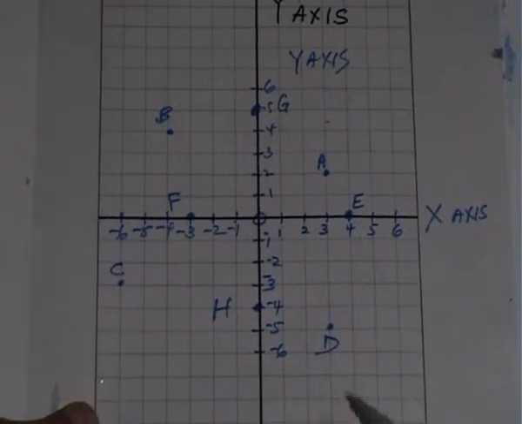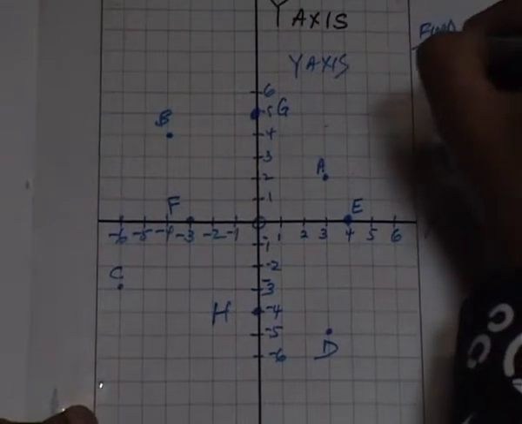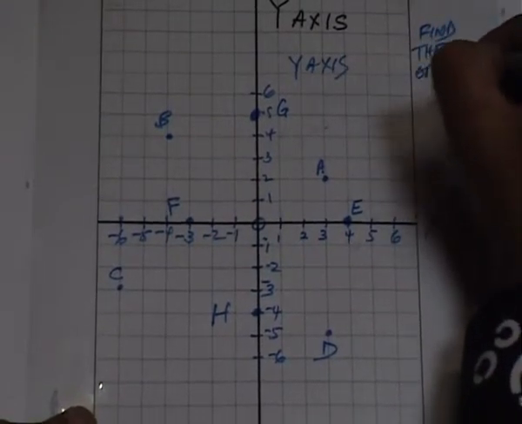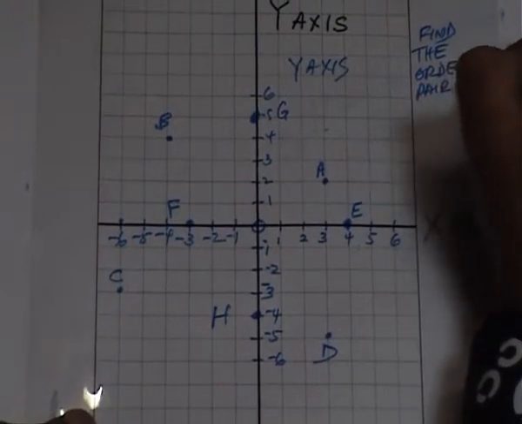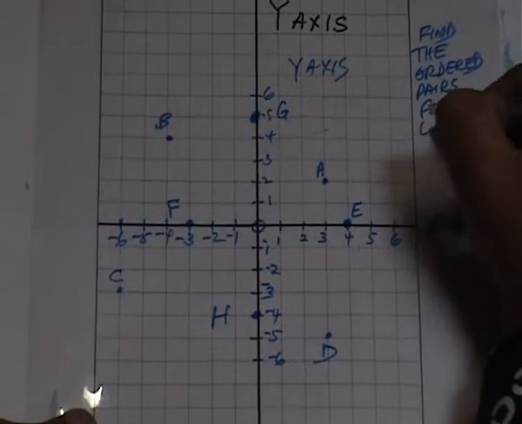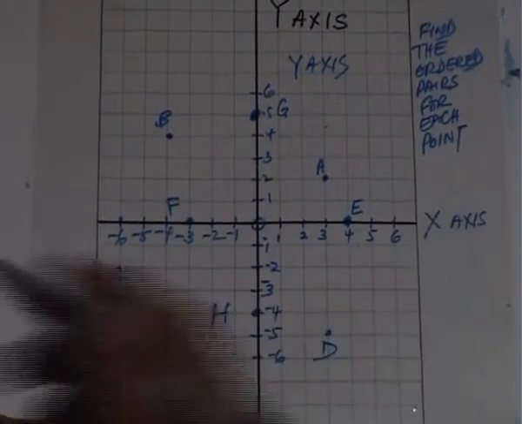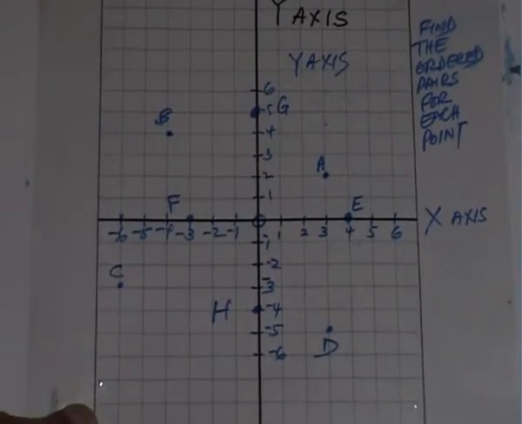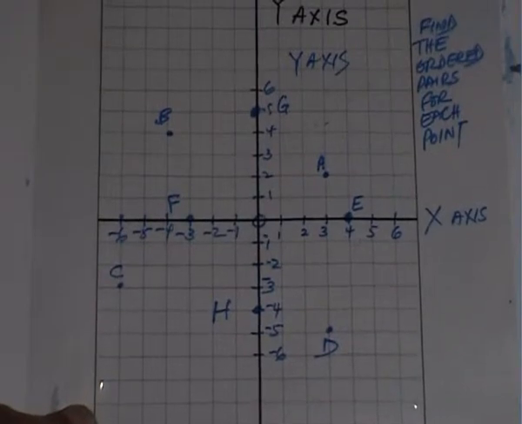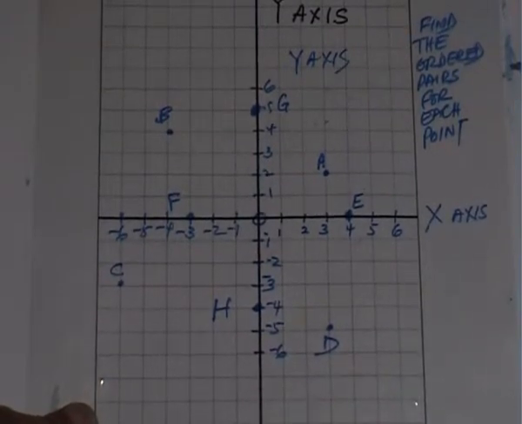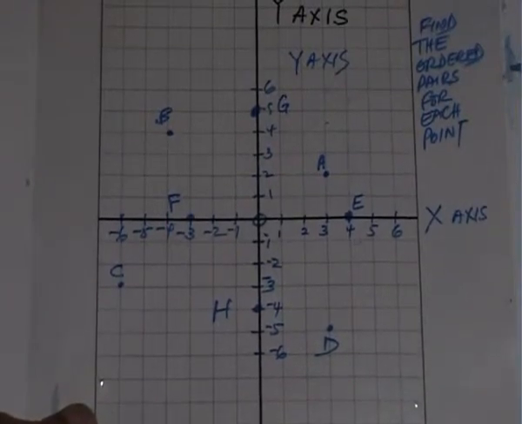Alright, here's a little exercise for you. Find the ordered pairs for each point. Okay, so take your time and be careful, and I can't read them to you, so you just have to use your eyes, and we're going to let the program roll for a while, and you try and find the answers.